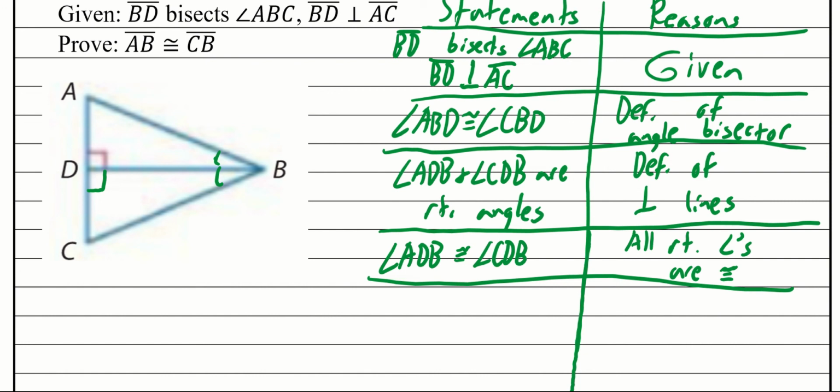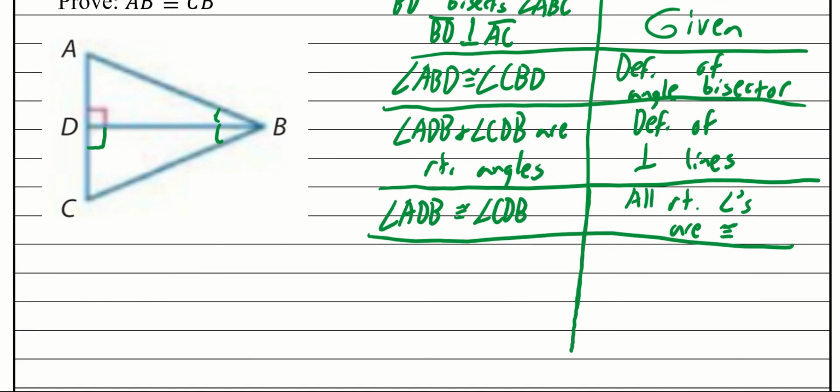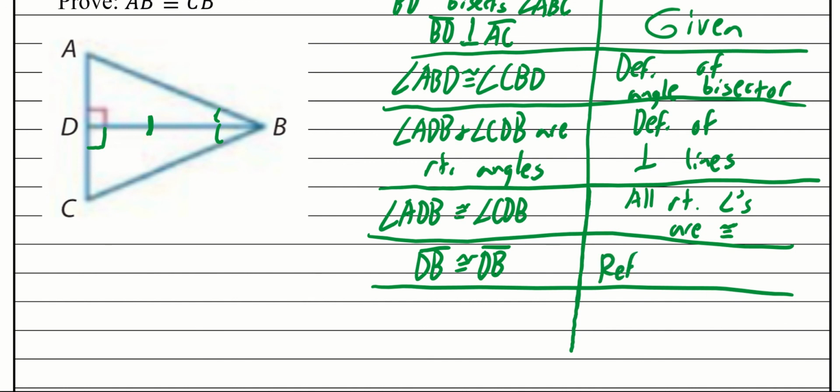So once we've covered our given, we always look at our diagram, and we've seen this idea time and time again. If we see a shared side here, which in fact we do, then I can say that it's congruent to itself. So I'm going to say DB is congruent to DB. And my reason for that, remember we've talked about this a bunch, this is the reflexive property.